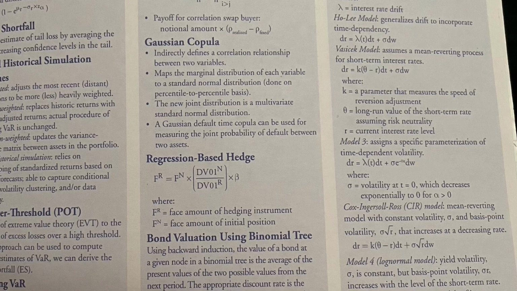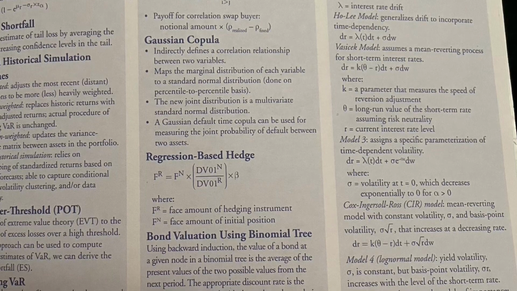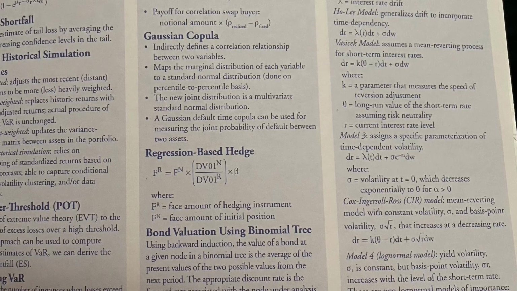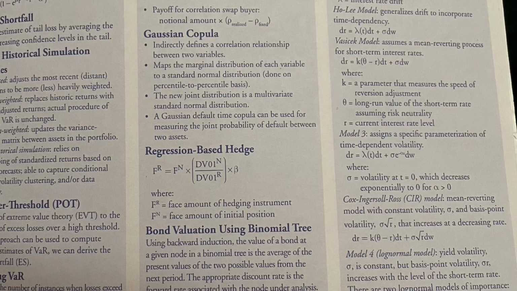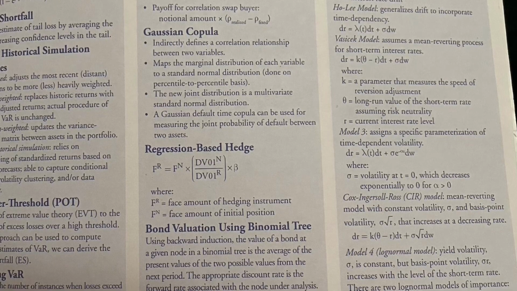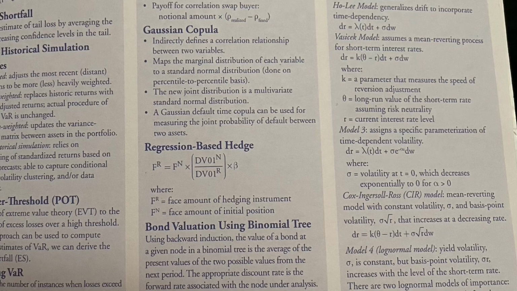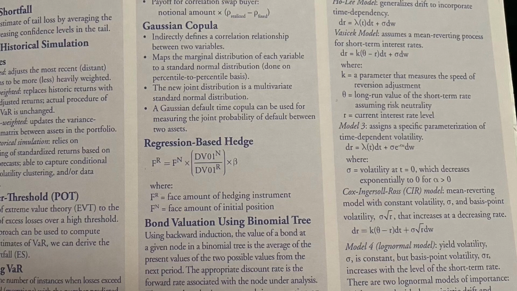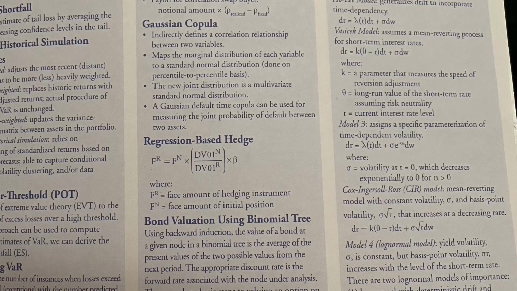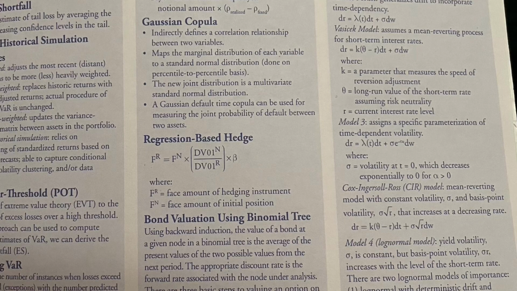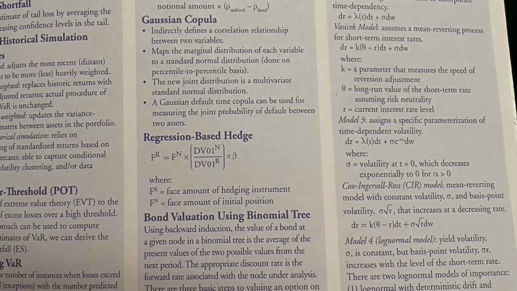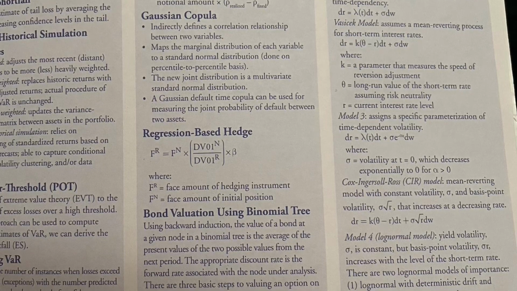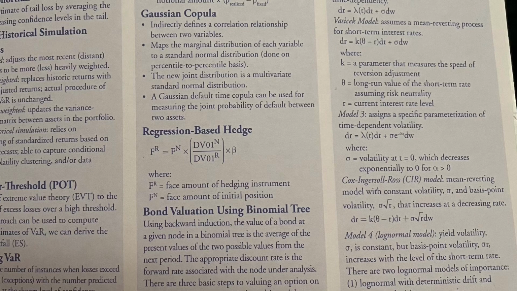There are three basic steps to valuing an option on a fixed income instrument using a binomial tree. Step 1. Price the bond value at each node using the projected interest rates. Step 2. Calculate the intrinsic value of the derivative at each node at maturity. Step 3. Calculate the expected discounted value of the derivative at each node using the risk neutral probabilities and work backward through the tree.